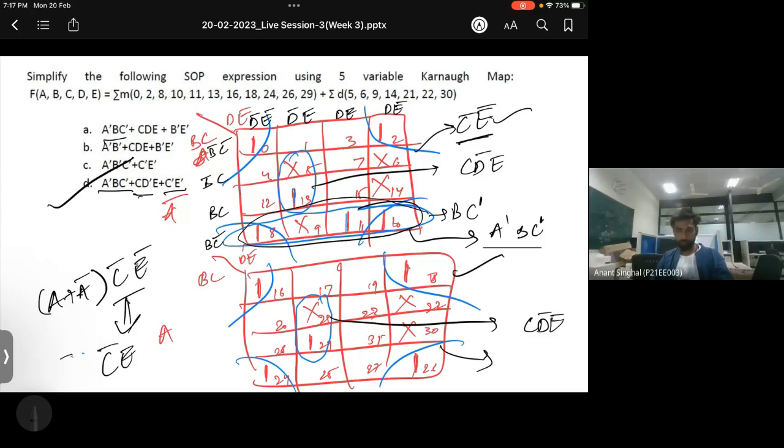Is it fine? Do I need to repeat it? Please respond if I do need to repeat it.